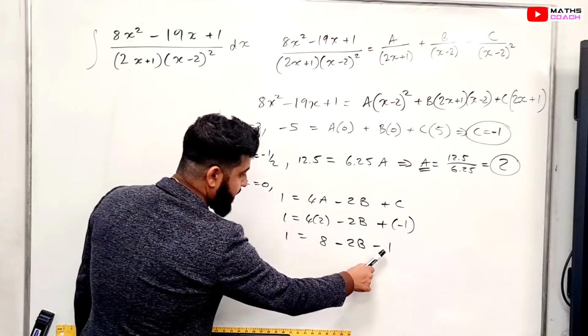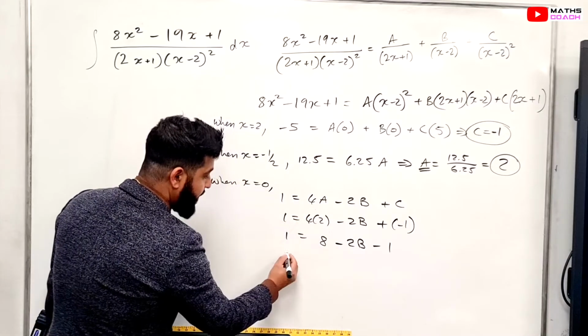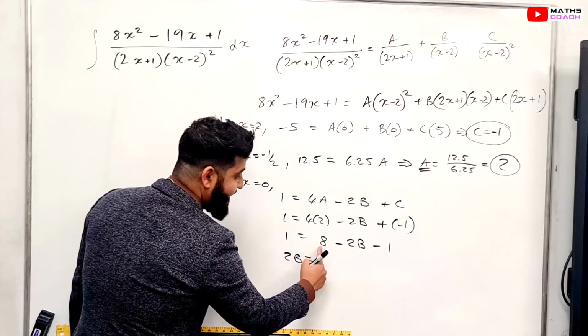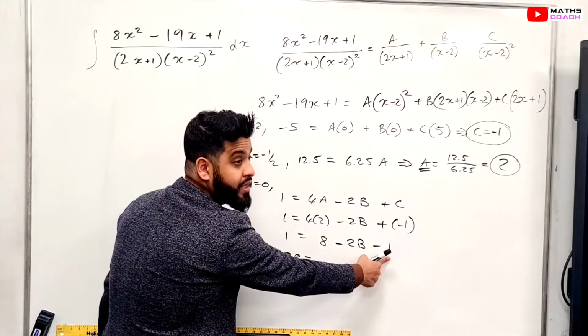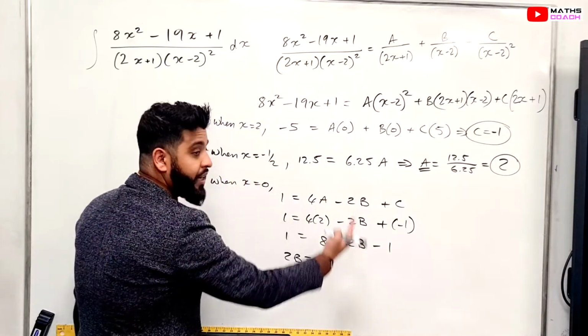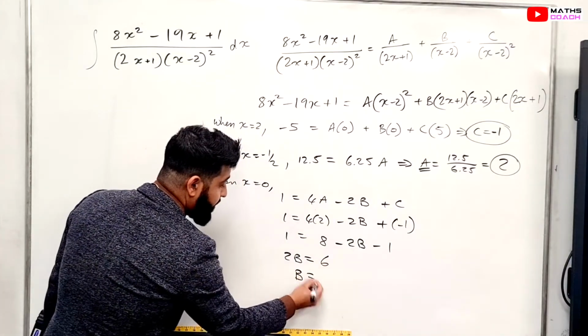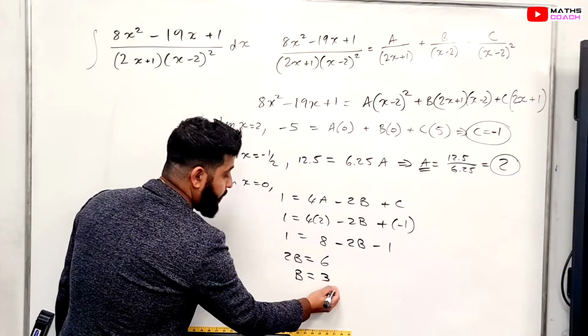So let's take the minus 2b to the other side. So we can have 2b here. Let's take the 1 over to this side. So we've got 8 minus 1, which is 7. And then minus another 1, which is 6? So b would be equal to 3.